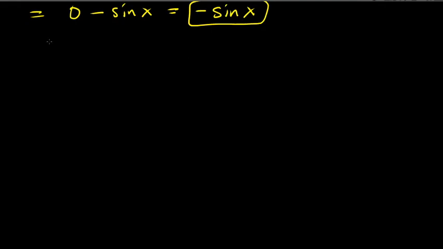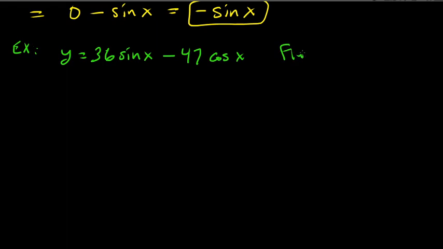And again, we can do a couple examples here. Suppose y is equal to 36 times the sine of x minus 47 times the cosine of x. We want to find the derivative of y.